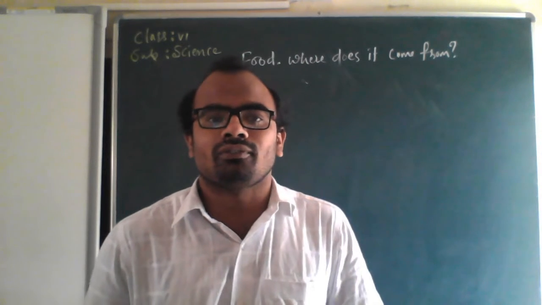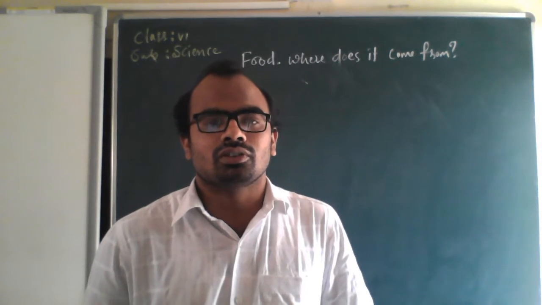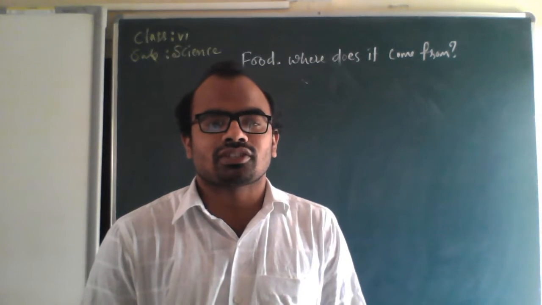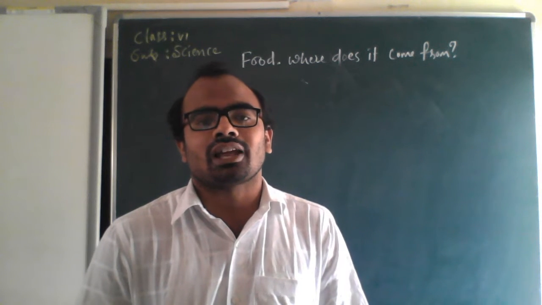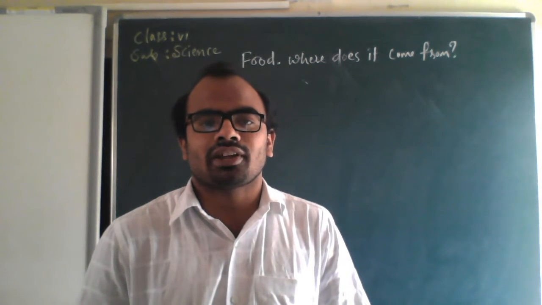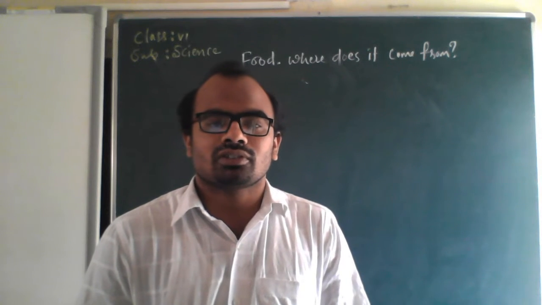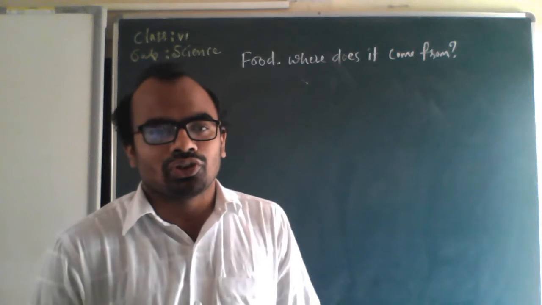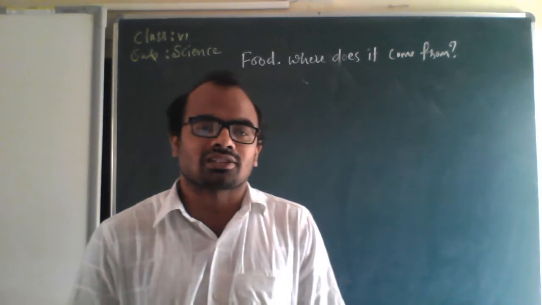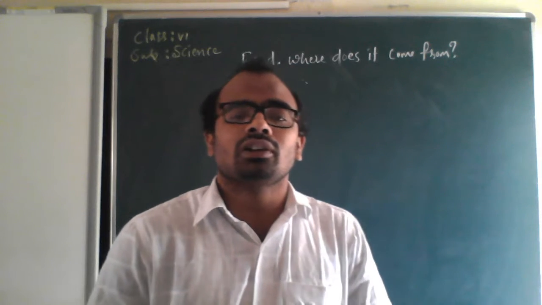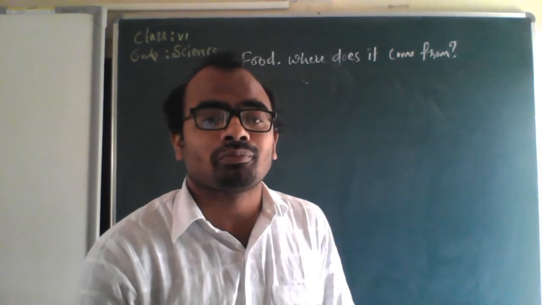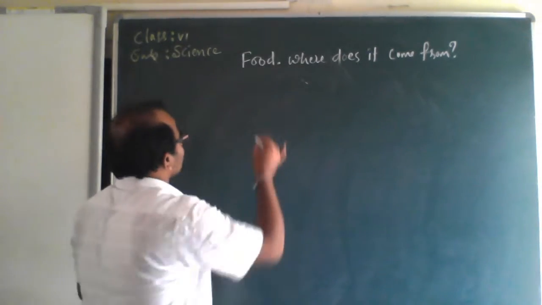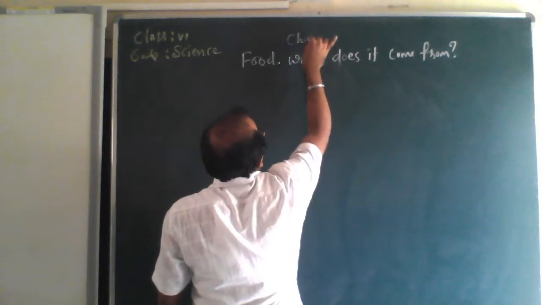Where does it come from? This is your first chapter of the Science NCERT textbook. All of you are in class 6. You have finished class 5 now, and I hope you all finished class 5 very well. So we will learn about food, where does it come from, in this chapter. This is your chapter number 1.